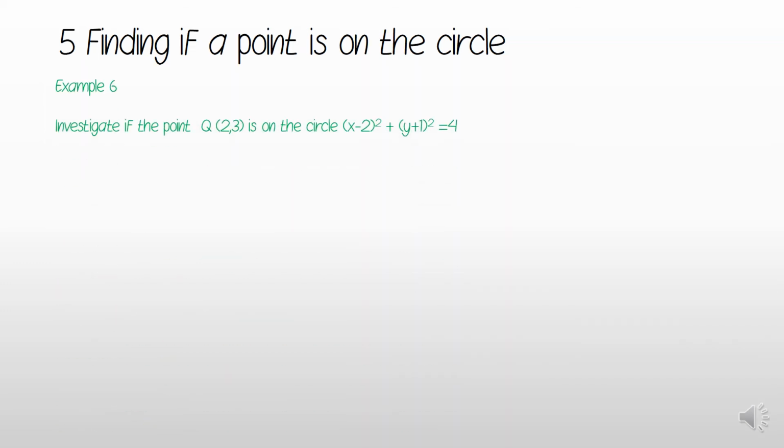So another scenario is they'll give you a point and then they say find if the point is on the circle. So for example, investigate if the point Q (2, 3) is on the circle (x minus 2) squared plus (y plus 1) squared equals 4. So investigate if the point is on the circle. So to do this, we substitute the point. So we substitute the point Q into the equation of the given circle. So Q has x and y coordinates.